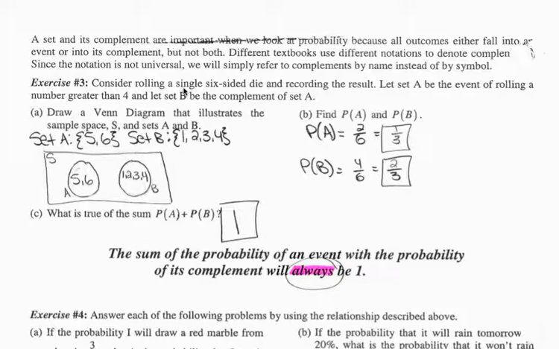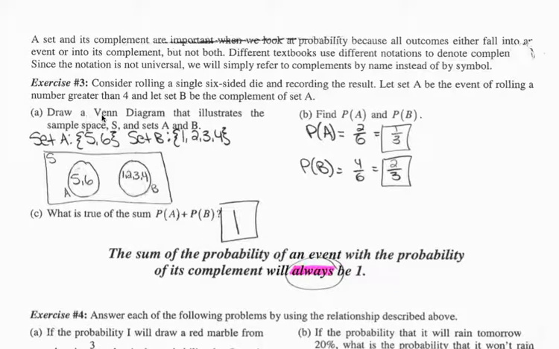Consider rolling a single 6-sided die. That's your typical die that you play a board game with, and you're going to be recording the results. Let set A be the event of rolling a number greater than 4, and let set B be the complement of set A.